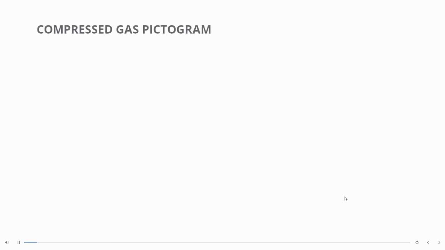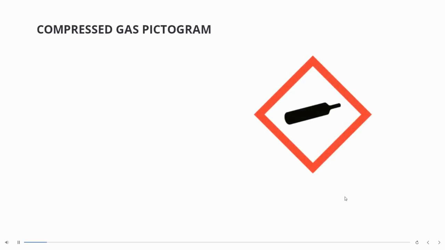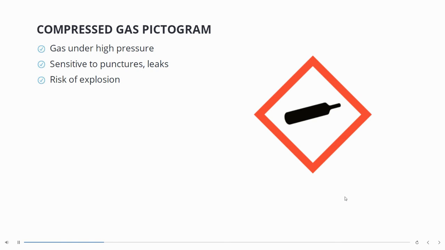This symbol of a gas cylinder. This pictogram is used to identify that the gas contained in the cylinder or other similar storage device is under high pressure and will be sensitive to punctures or leaks, providing the risk of explosions or allowing the cylinder to turn into a makeshift projectile. Oftentimes, the gases contained within these cylinders are hazardous themselves, so always be aware of attached labeling.